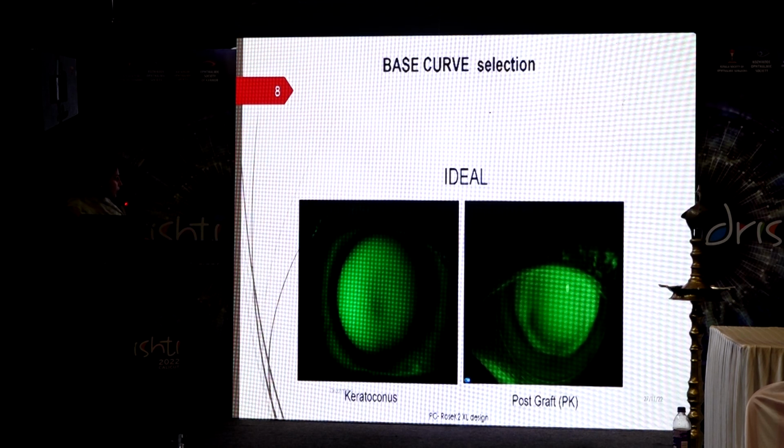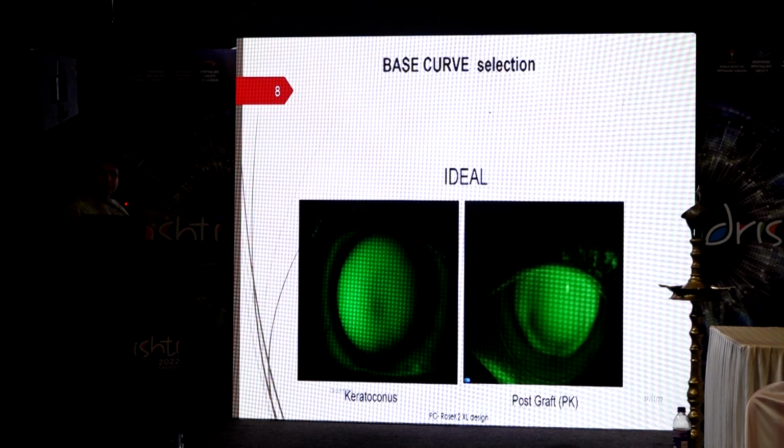So if you notice, the highest point in a keratoconus case is over here. So you have to achieve a clearance over this area. Whereas in a post-graft case, you see that the highest point is along the periphery of the cornea. So that is the highest point.